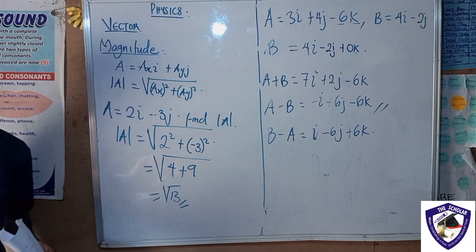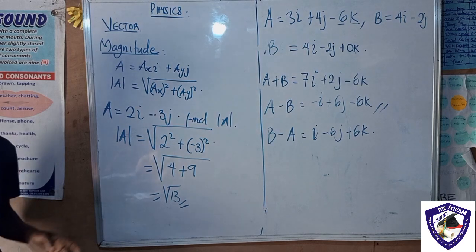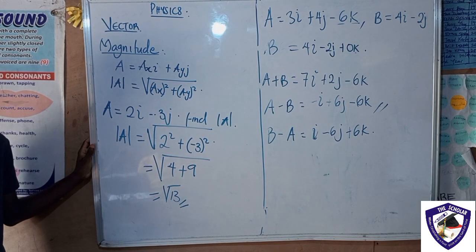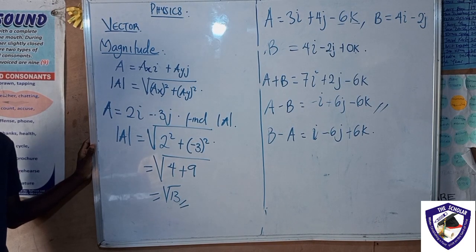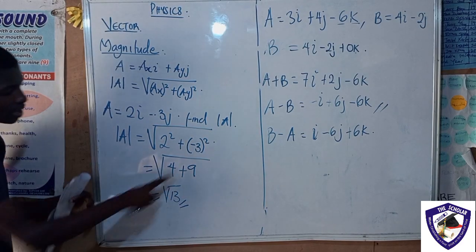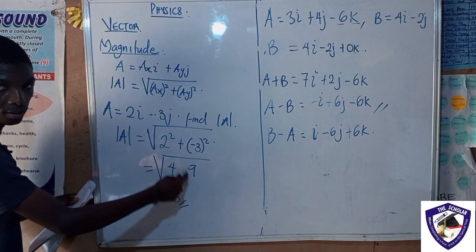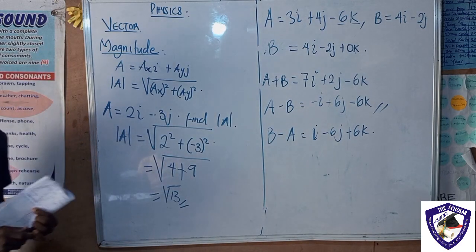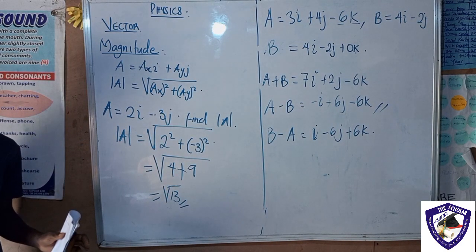Do you understand that all? Before we even add it up, can't we just say since it is 4 and 9, the square root of 4 is 2, the square root of 9 is 3, and we now add it? Under the square root, we don't do that. It's only when we have a multiplication sign that we can do so. Yes. But this one is addition. So, do we have any questions?